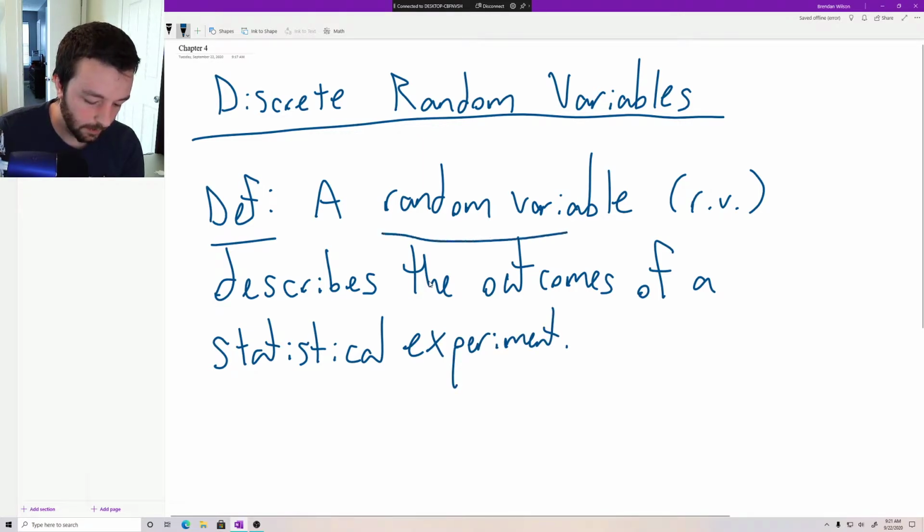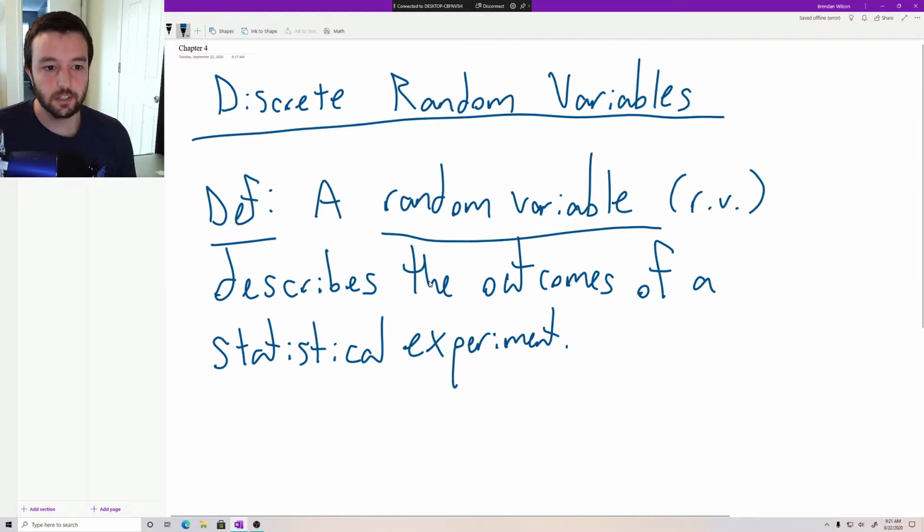Okay. So there's not really much difference between this definition and the definition of a variable. The only real difference is that word random, right? It means that it's random. So it's relating to something with a probability. So it's just like a normal variable, except there's some element of randomness to it.